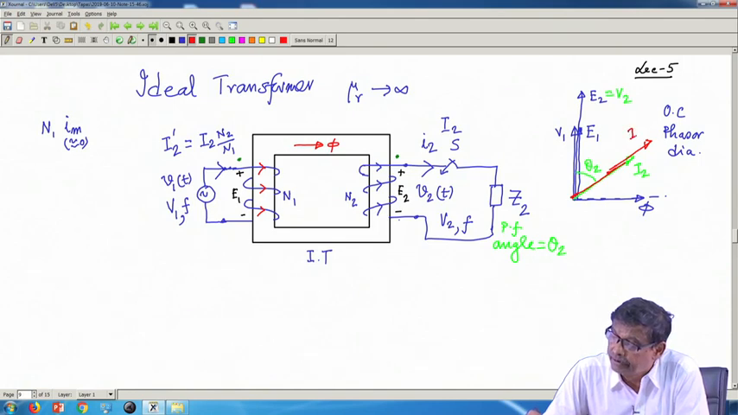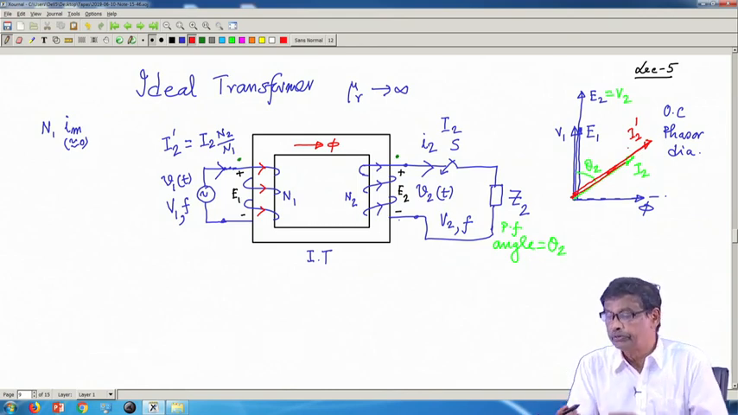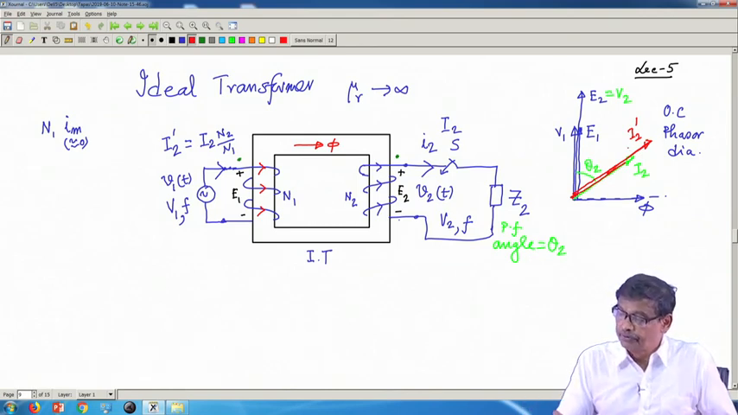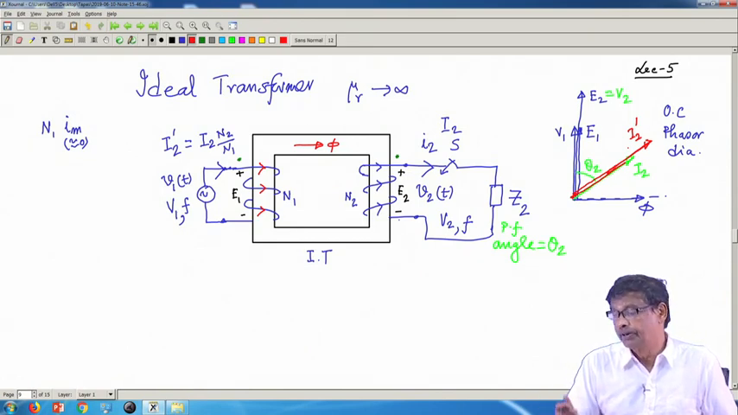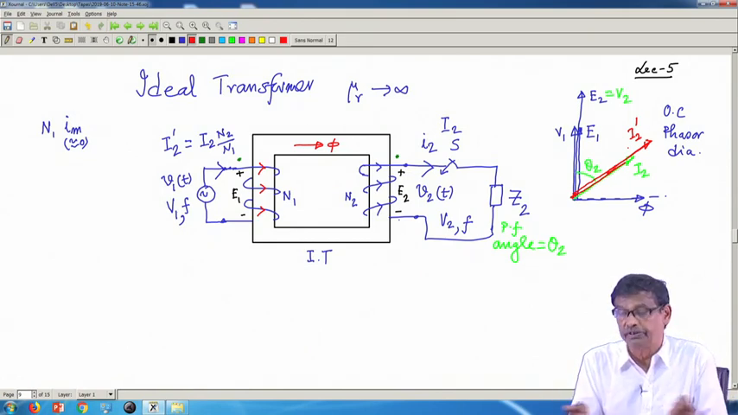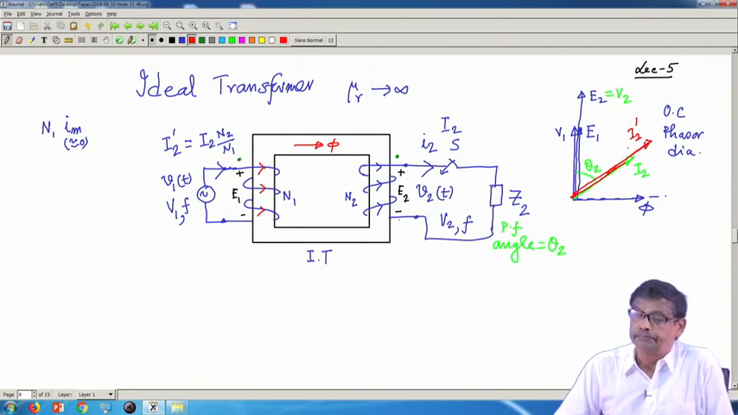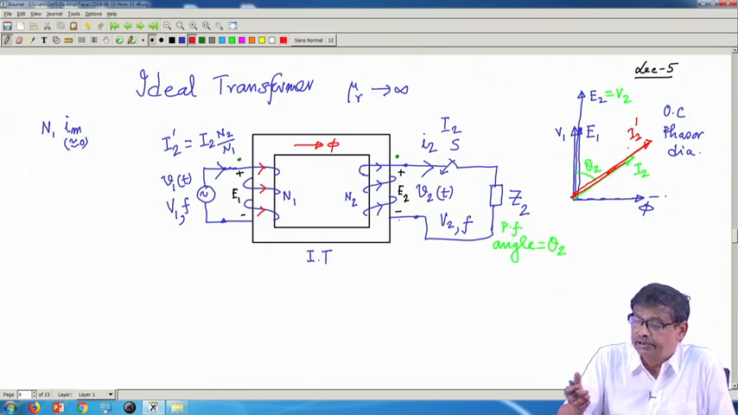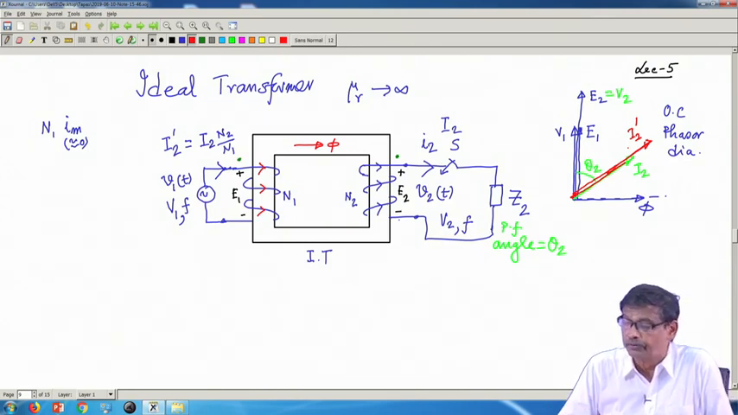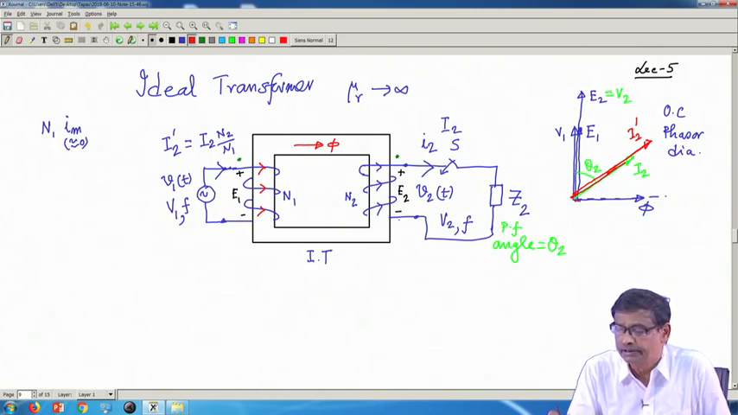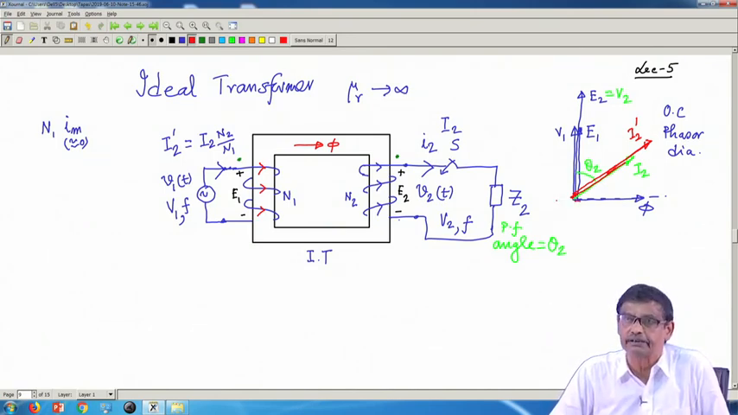This will be your I2 dashed. But with respect to time, they are co-phasal. The MMF produced has to balance these two MMFs at all times, so that the flux does not change. Therefore, whether this switch is opened or closed, the flux in the core remains the same. To create this flux, you require a vanishingly small magnetizing current into N1, that is the MMF necessary. So, everything is now in place.